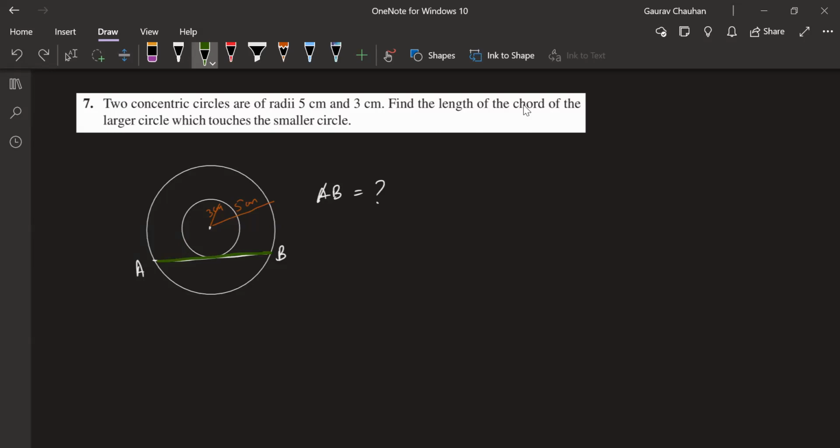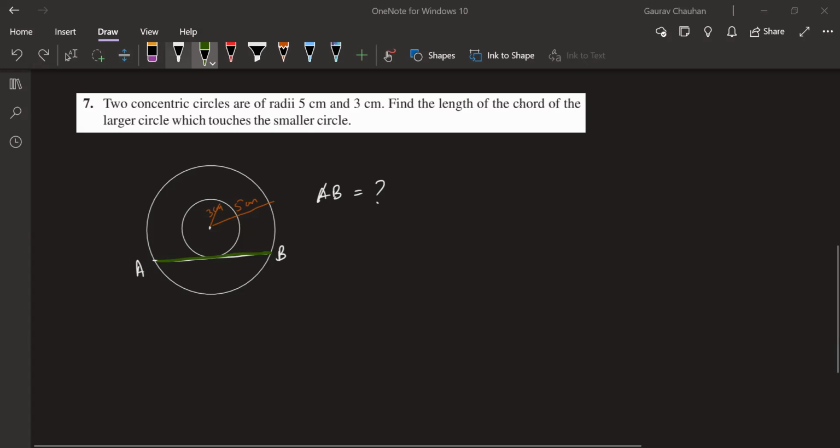Take a minute to see if you're understanding what I just told you about the question. Can I get a thumbs up in the chat box? If you're understanding what the question is saying, there can be many chords like this, all of them will have the same length. Why? Because equal chords of the bigger circle are equidistant from the center, and the distance from the center will be the same because they are tangents to the inner circle of 3 centimeters. Stay with me here.